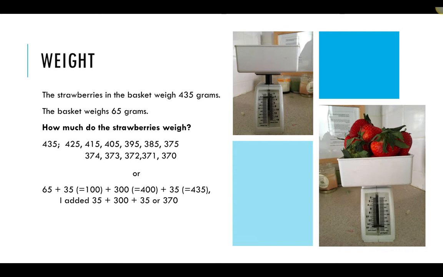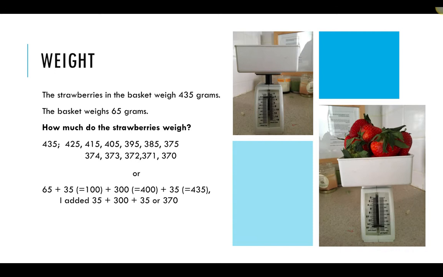Now I'm going to count down by ones, and I'm going to count down 5 times. And again, I'm going to touch each finger to keep track. So 374, 373, 372, 371, 370. So a good way to subtract is just to count down. Count down the 10s, count down the ones, and I have 370 grams worth of strawberries.